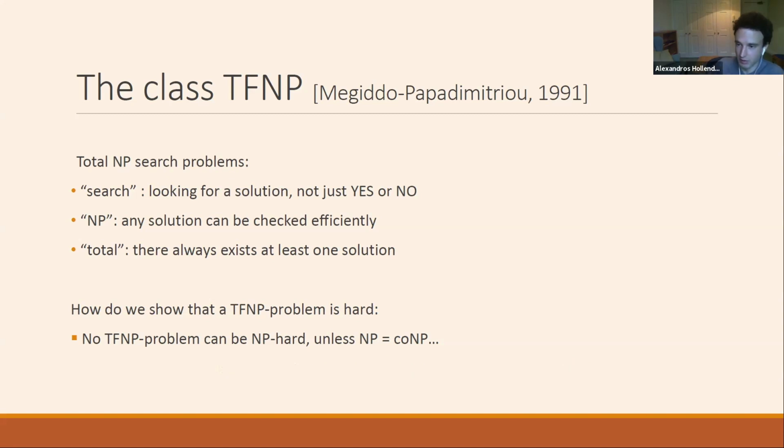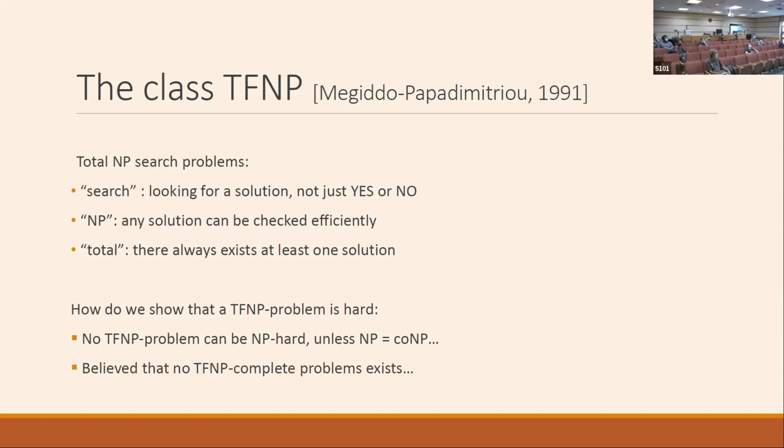So this is not really an option. What's the next best thing we could hope for? Well, let's show that, I don't know, Nash is as hard as any other problem in TFNP. Let's prove that it's TFNP complete.